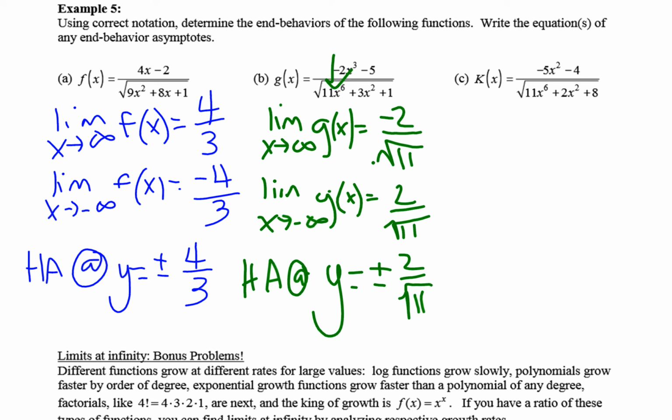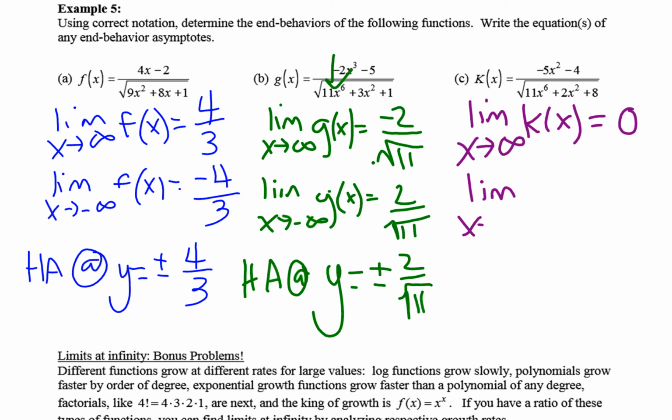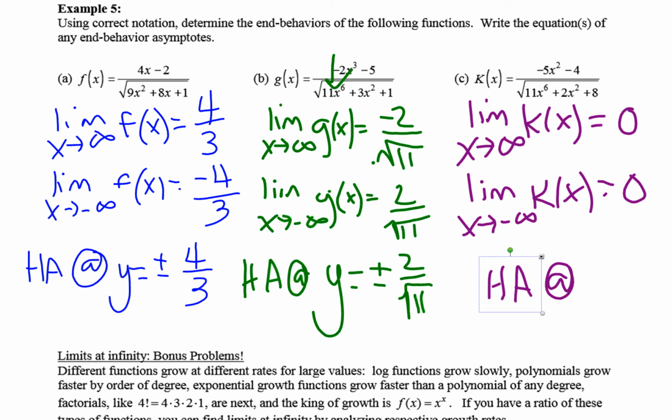So it seems that that's always the case, right? Not true. In the top, we have a degree of 2. In the bottom, we have a degree of 3. So the bottom's actually growing faster than the top is. So if you remember, in that case, if the bottom grows faster, it's approaching 0. It doesn't matter what the signs are, because we don't get 0 with sign. So in this case, we have a horizontal asymptote at y equals 0.